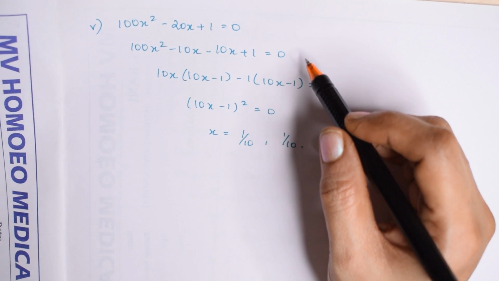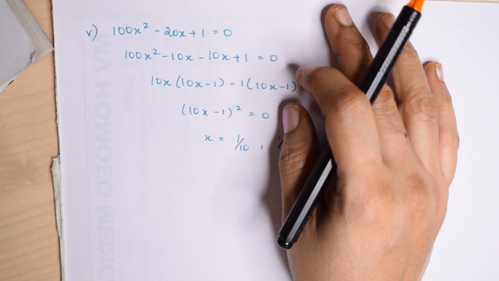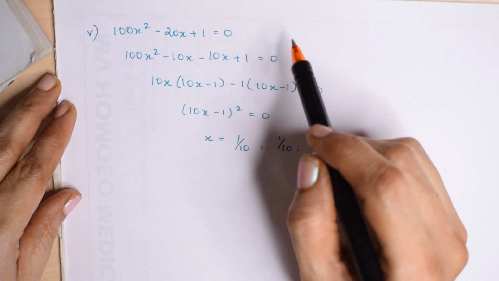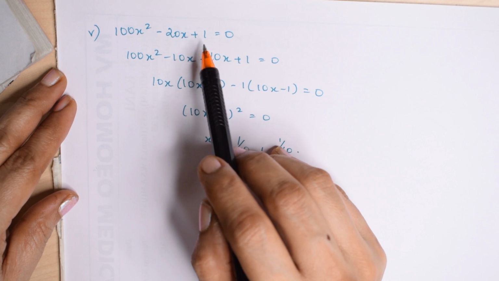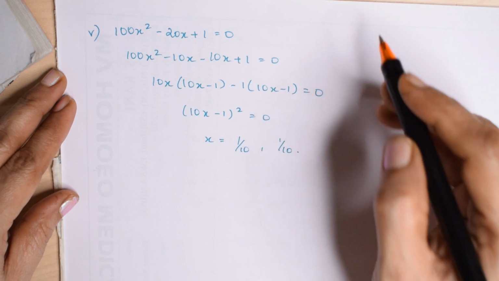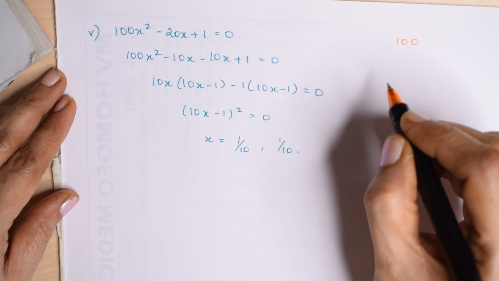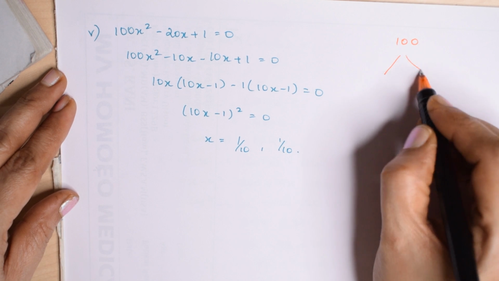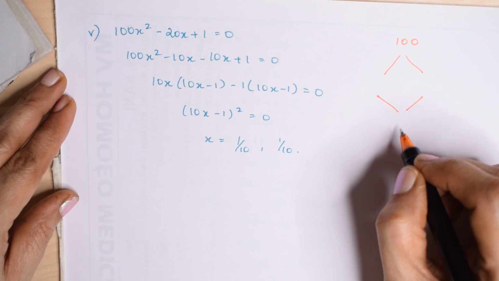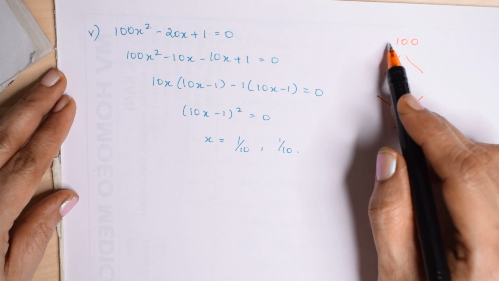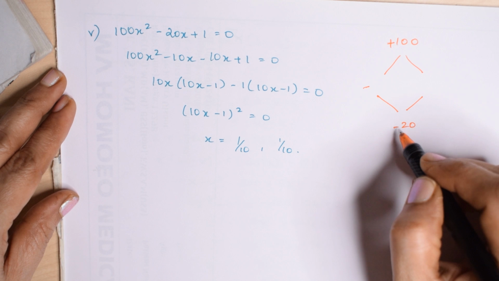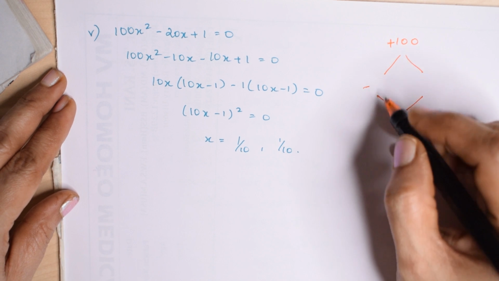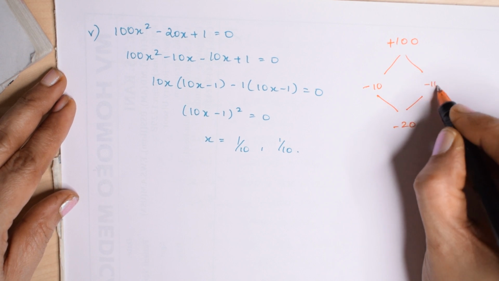The last sum here, 10x square minus 20x plus 1 is equal to 0. Here 1 and the 100 I have to multiply. So the product of the two numbers is going to be 100 and the sum of the two numbers is going to be minus 20. Again here it is plus. So what does it mean? Both the numbers are going to be negative numbers. Only then the sum will be a minus number here, right? So both the numbers are minus numbers.